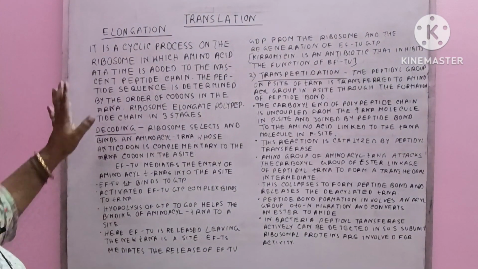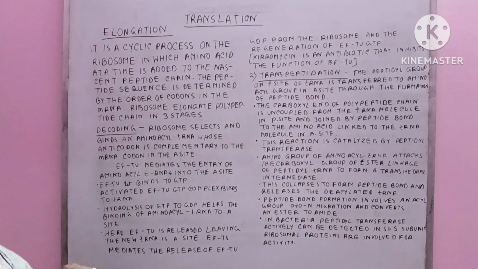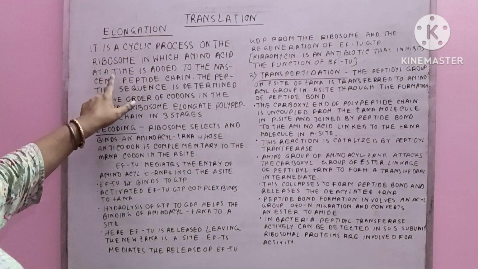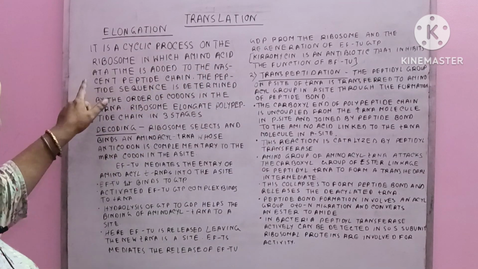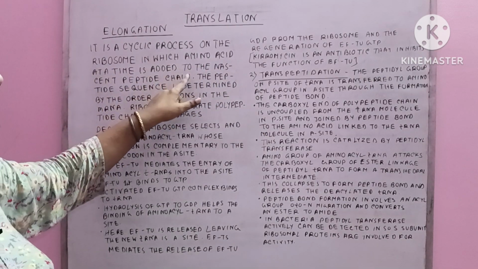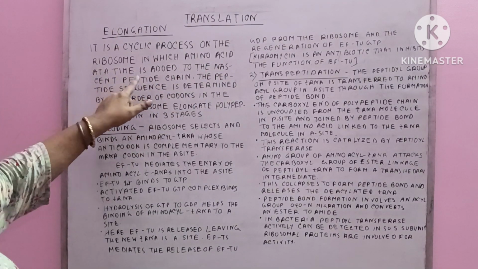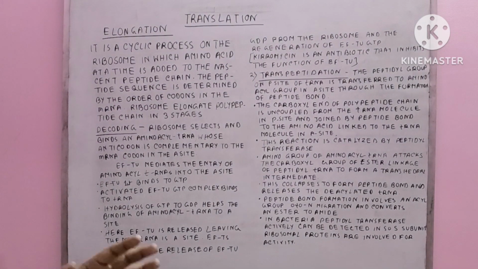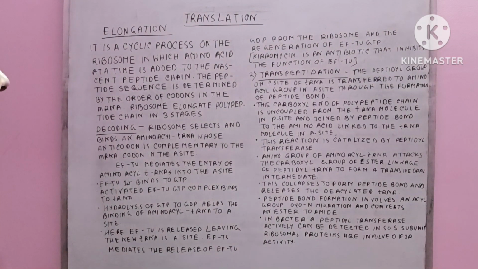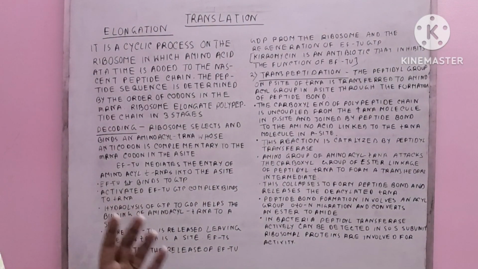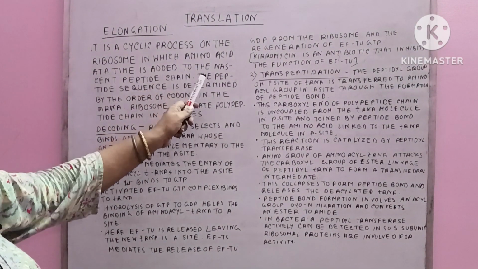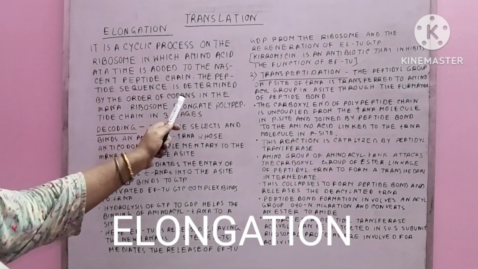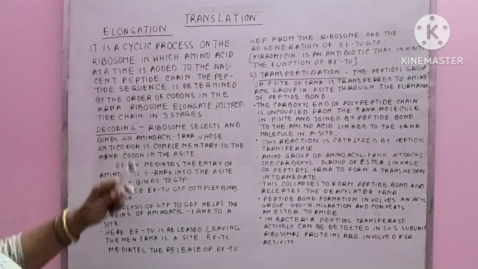Okay, so first, what is the elongation? It is the cyclic process on the ribosome in which one amino acid at a time is added to the nascent peptide chain. So that means elongation means the addition of the amino acid to form the polypeptide chain. And the peptide sequence is determined by the order of the codons in the mRNA.